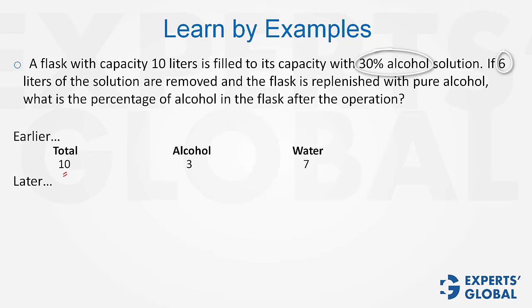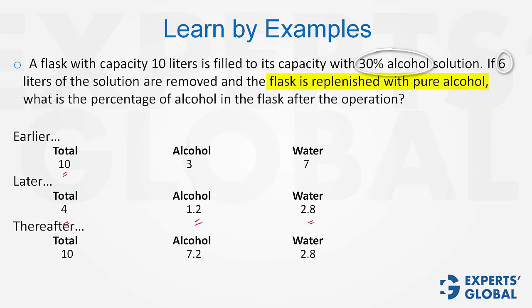So later, after the first step, 10 becomes 4, 60% less, so 3 would also reduce by 60% and become 3 times 0.4 equals 1.2, and water would become 7 times 0.4 equals 2.8. So the new content would be 4, 1.2, and 2.8. Now there is one more step involved. The flask is replenished with pure alcohol. So now 4 would become 10, the total would become 10, and only alcohol is added. So this 1.2 would become 7.2. Nothing changes with water. So this is the new table of content: 10, 7.2, and 2.8.